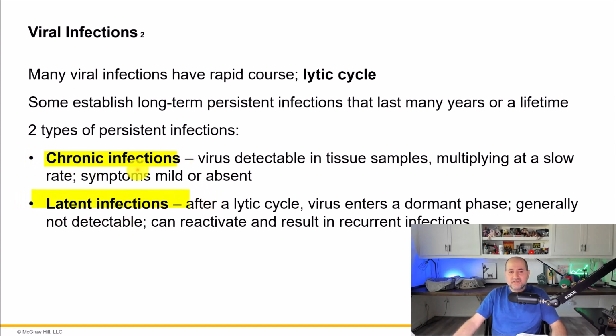With chronic infections, the virus is always detectable in tissue, but it multiplies at slow rates, and the symptoms are mild or absent. In a latent infection, after a lytic cycle, the virus enters a dormant phase. So you're not going to be able to detect the virus in tissue samples during this dormant phase, but it can reactivate and result in a recurrent infection when it does reactivate.